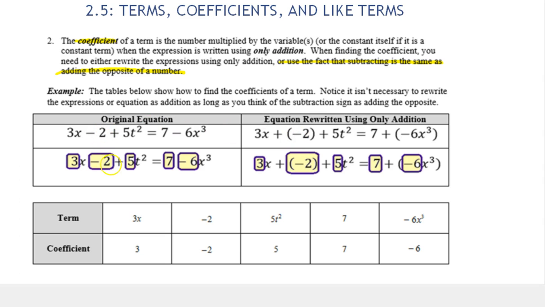But it's not too much of a leap to look at this original equation and say the coefficient of 3x is 3. Think of the subtraction sign as a -1 times the 2. So the coefficient of this term, the constant term, is -2. Here we have 5. Here we have 7. And now here we think of -6 as the coefficient of -6x cubed. So here's a listing of the terms. Notice the terms, the ones with subtraction, include a negative sign, so we think of them as negative terms, and their coefficients also include negative signs.